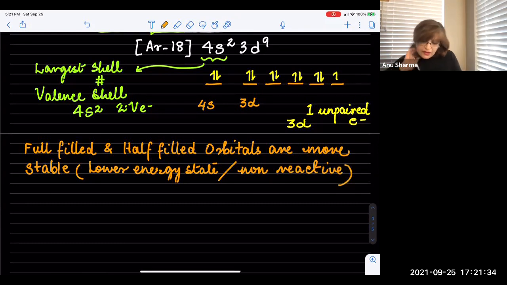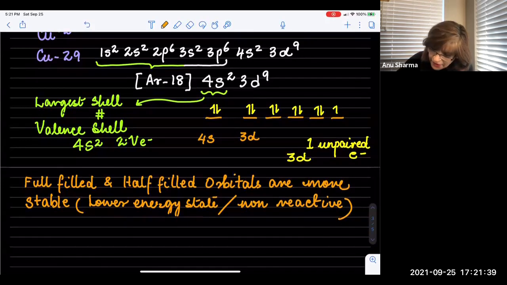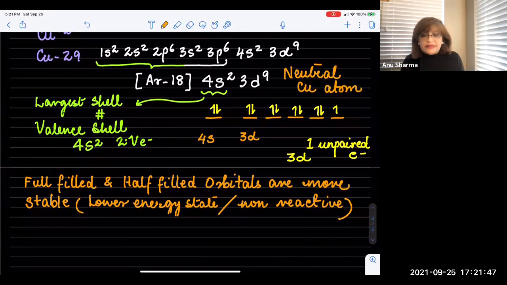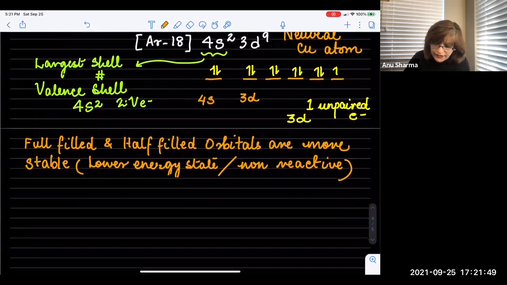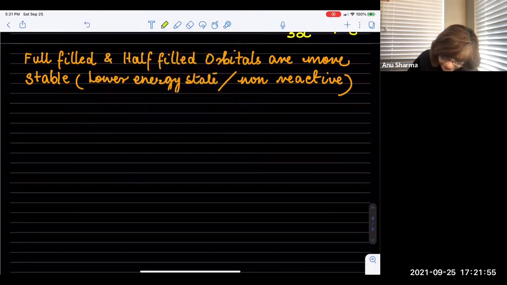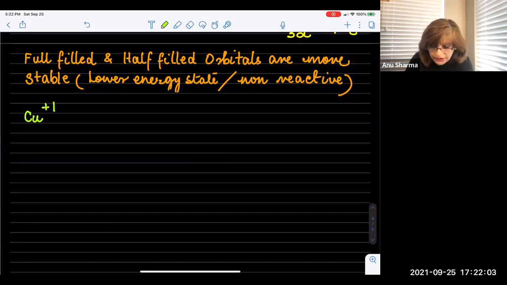Okay. So now what is going to happen? This is in a neutral copper atom; this is the scenario. So what happens when copper makes plus two and plus one? Let's look at this. Copper, when it loses one electron, gets a plus one charge.